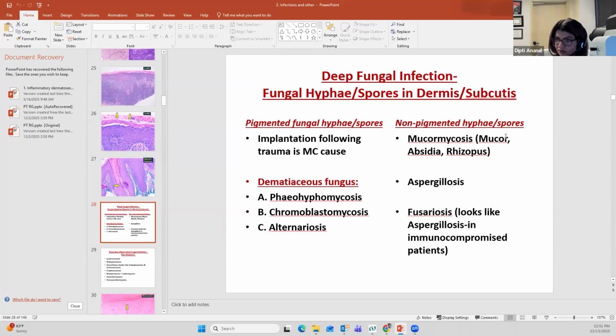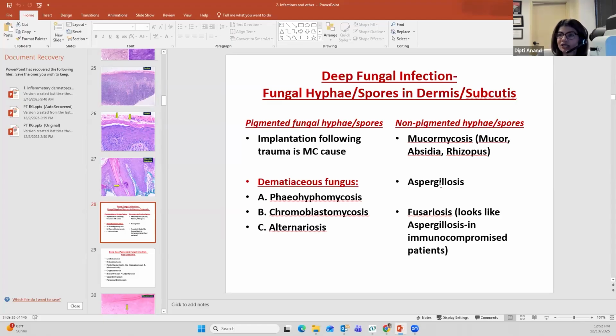If it's not pigmented, then it could be mucor, aspergillosis, or fusariosis. Mucormycosis and aspergillosis, you can distinguish them from one another. Both these ones, mucor, aspergillosis, and fusariosis, are typically not very inflammatory. And they can also be vaso-invasive. So that is a problem with them, and that's why they are very important diagnoses to make.